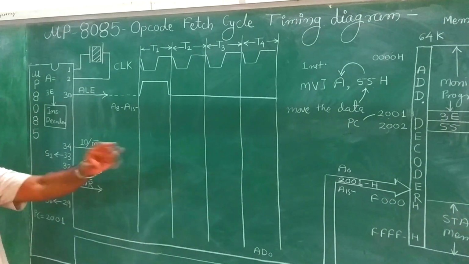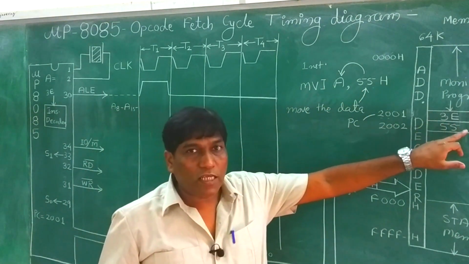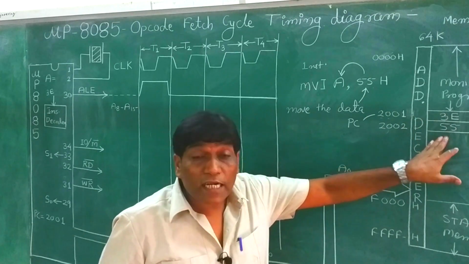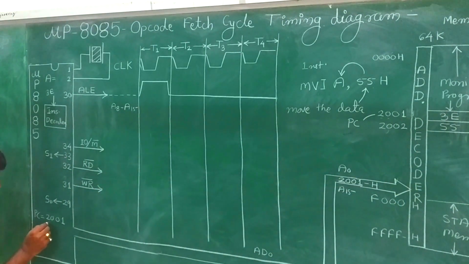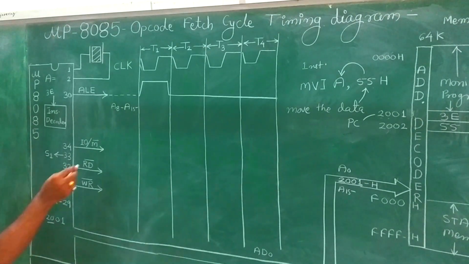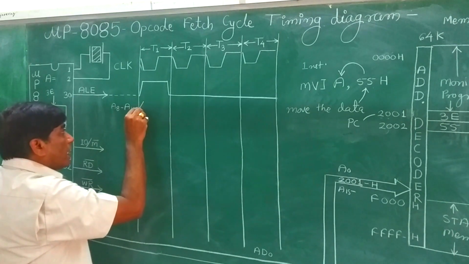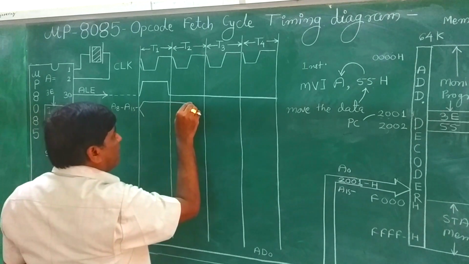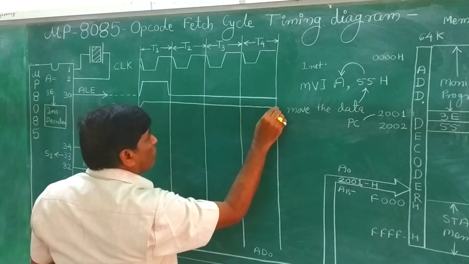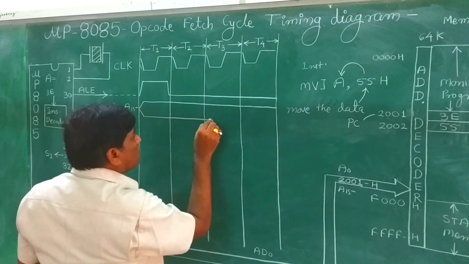A 2 byte instruction we have written. This is a 2 byte instruction. The first byte is 3E, which is the operation code. The second byte is the data. Now whenever the PC is loading this 20 to the higher order address bus, the content of the higher order address bus will be the same and it will remain the same for all 4 T states.